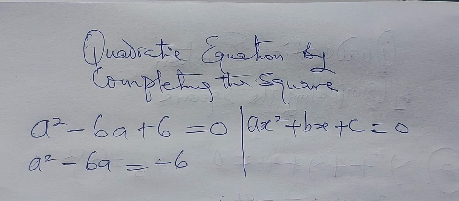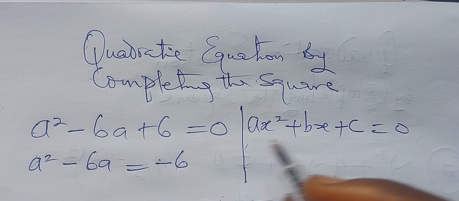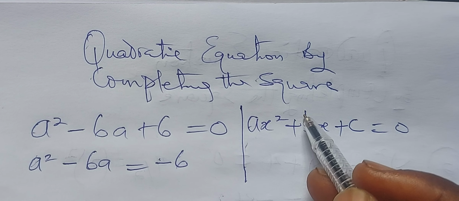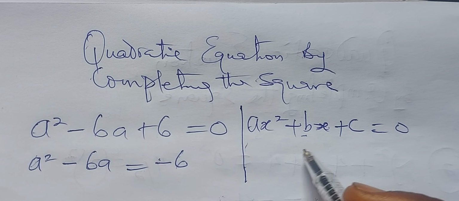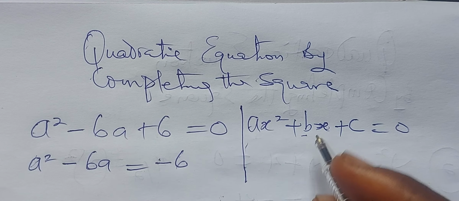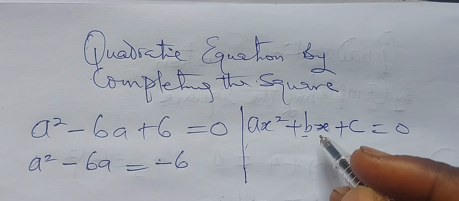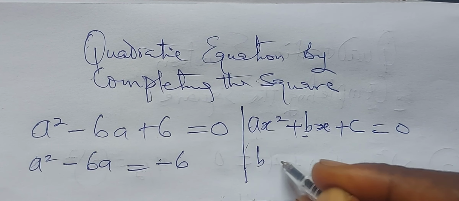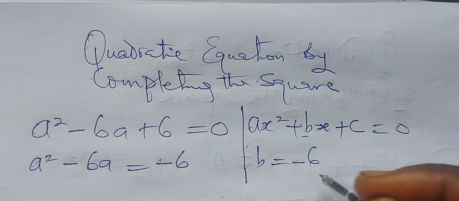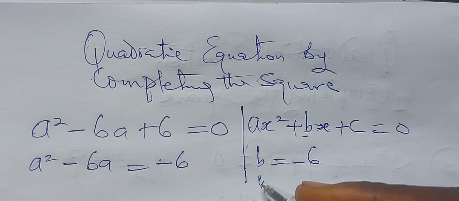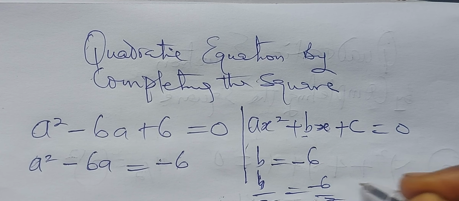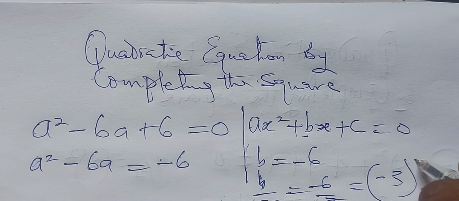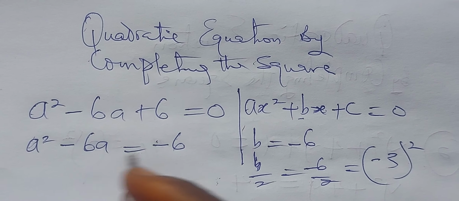Okay, so let's solve and follow our method. We always divide the coefficient of x, which is b, by 2, square it, and add it to both sides. That is the formula. From this expression, b is equal to minus 6. So half of it, b over 2, is minus 6 over 2, which gives you minus 3. Then you square it and add it to both sides of the equation.